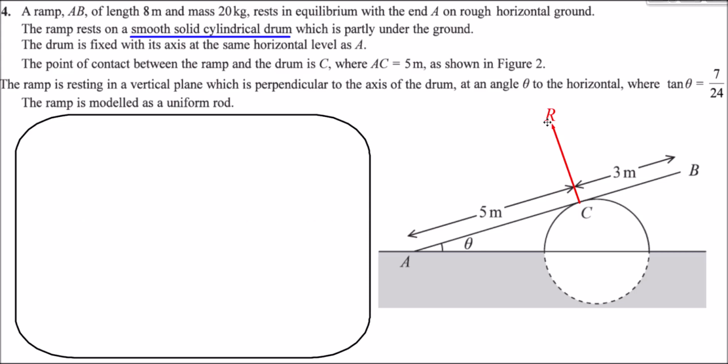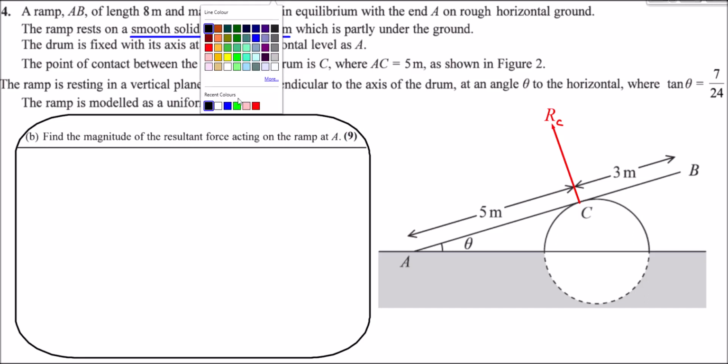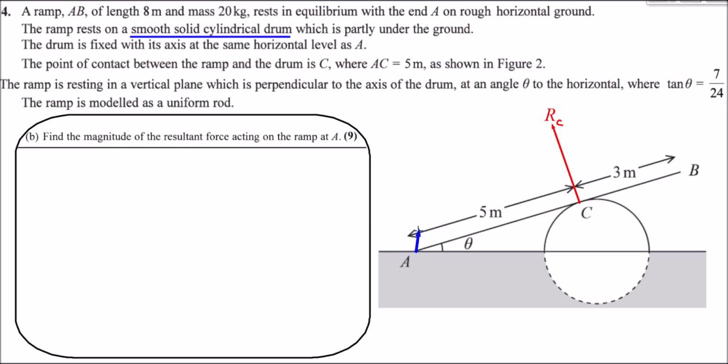Now for part B, it's a big 9 marker. We need to find the magnitude of the resultant force acting on the ramp at A. So I'm going to label this one here RC actually, and then the reaction at A, we're not entirely sure. This is what we needed to work out. Well, one thing we can say that's going to happen at A is there's going to be a normal reaction. So I'm going to just draw a line going up like so in blue, and I'll call this N for normal reaction at A.